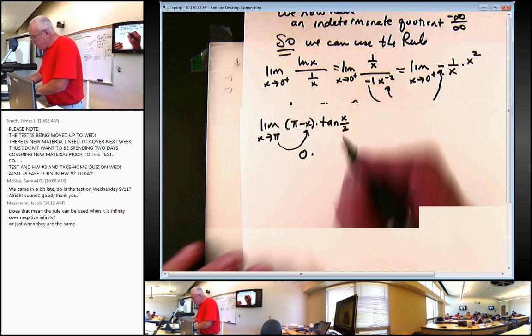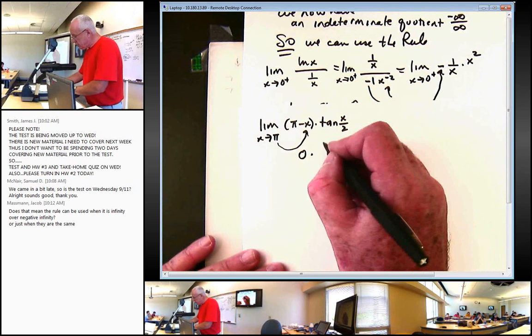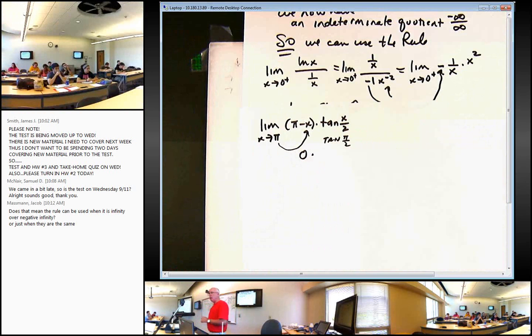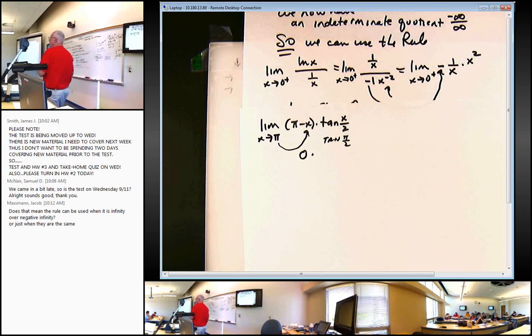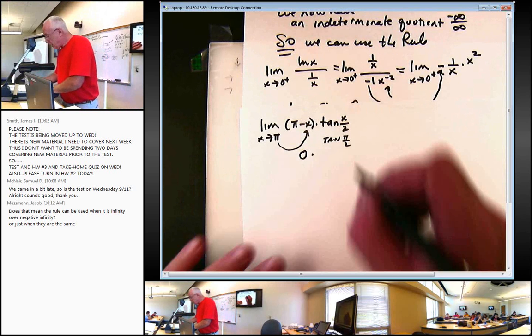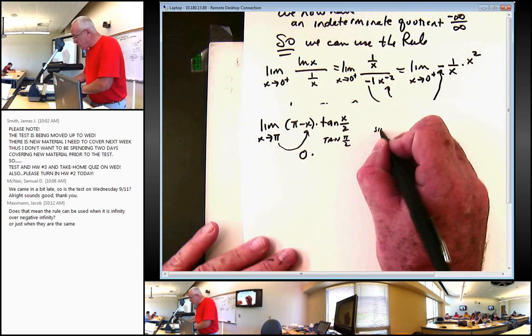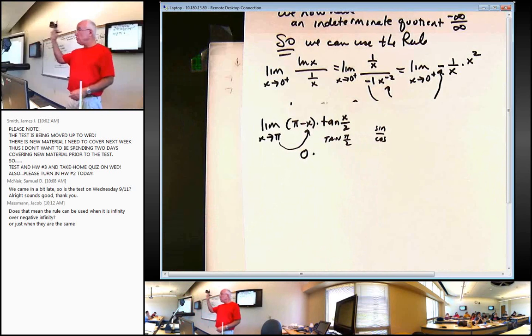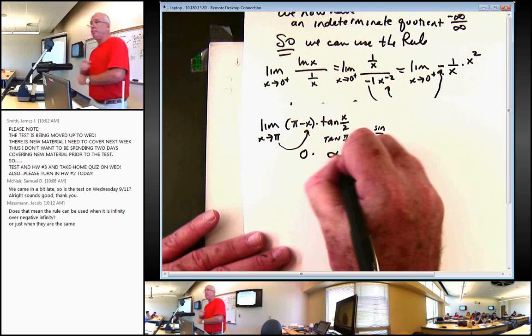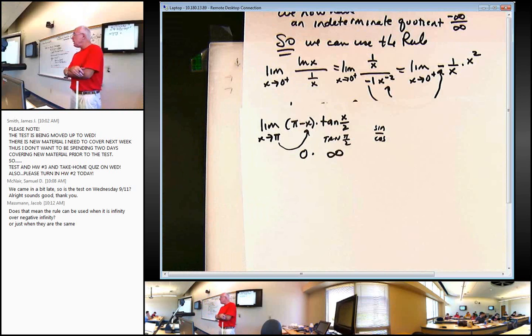But when we plug in pi here, what's the tangent of pi over 2? What does that equal? Yeah, it's 1 over 0, or infinity. We can write it as infinity. The tangent of 90 degrees, remember, tangent is sine over cosine. Cosine of 90 degrees is 0, so this tangent is equal to infinity. So we have a 0 times infinity case.